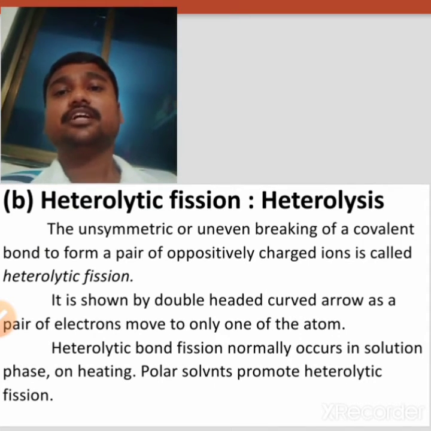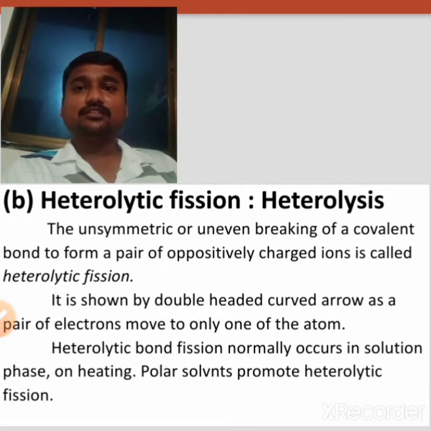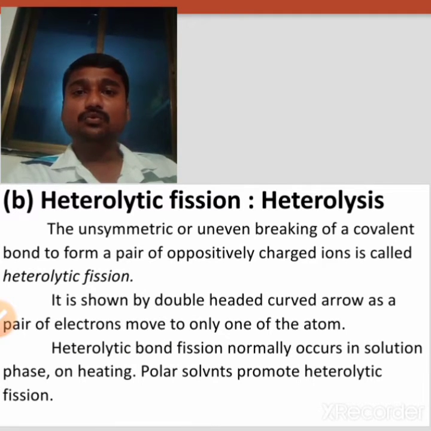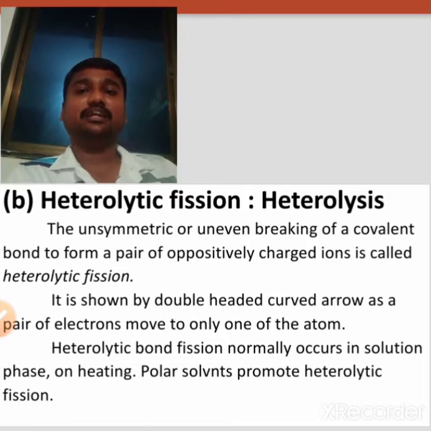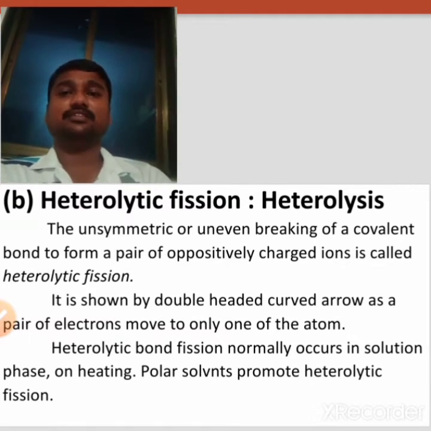Then second, heterolytic fission, also called heterolysis. The unsymmetric or uneven breaking of a covalent bond to form a pair of oppositely charged ions is called heterolytic fission. It is shown by a double-headed curved arrow as a pair of electrons moves to only one of the atoms. Heterolytic bond fission normally occurs in solution phase. On heating, polar solvent promotes heterolytic fission.